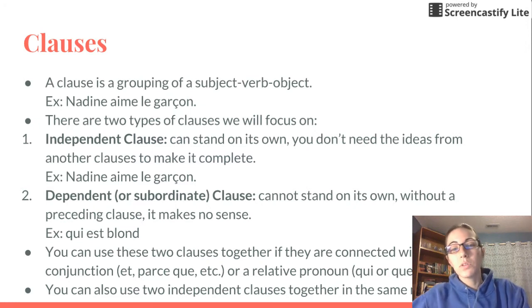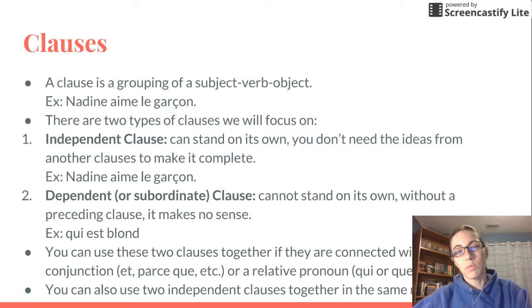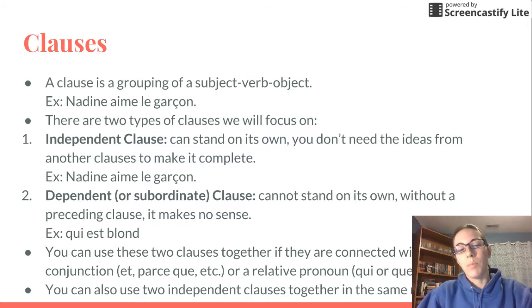You can use these two clauses together if they're connected with a conjunction like et or parce que, or a relative pronoun, which is what we're focusing on today, qui or que. You can also combine independent clauses, and you'll end up making the second one dependent on the independent clause by either using a conjunction or a relative pronoun.